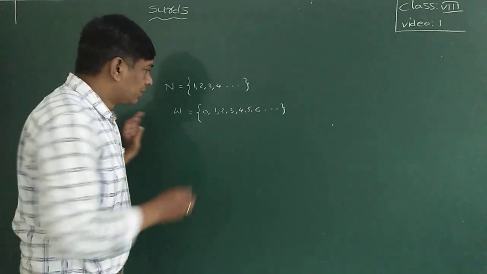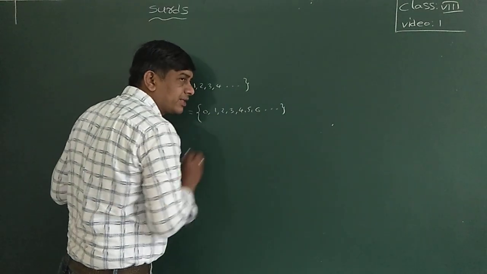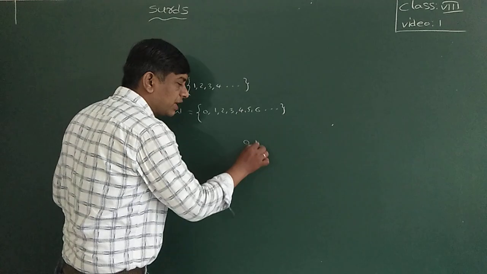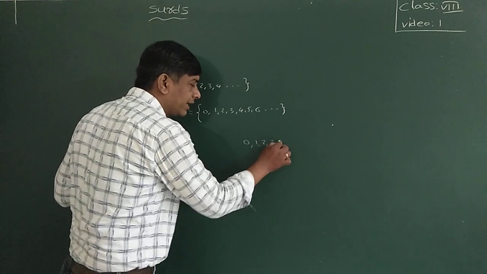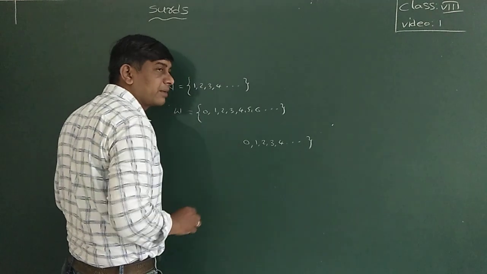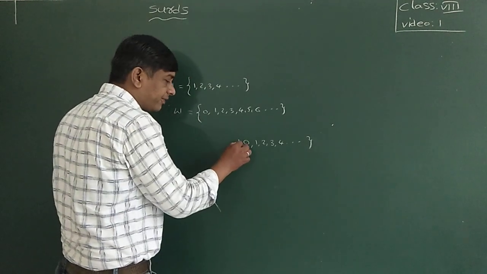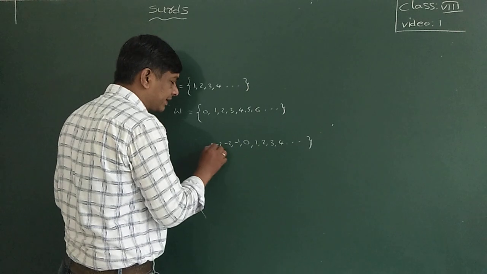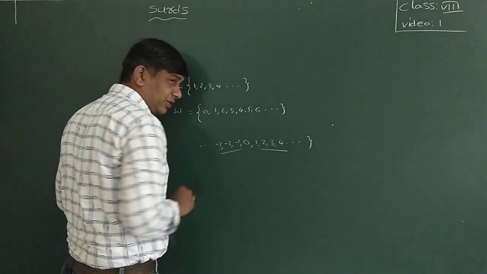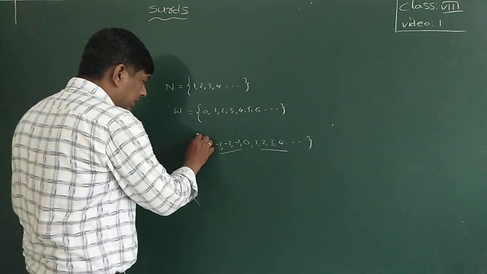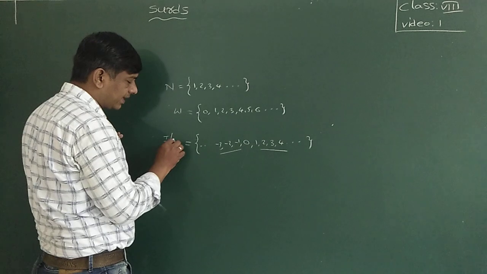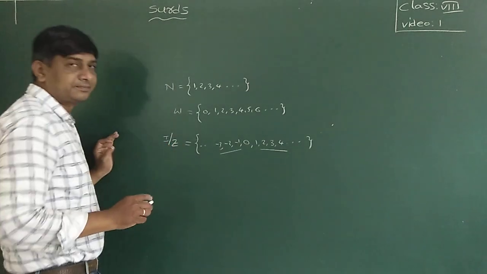Zero's right side, these are all positives, and the negatives I did not take. 0 is neither positive nor negative. 0, 1, 2, 3, 4, 5 and so on; 1, 2, 3, 4, 5 are the positive numbers. Before that, -1, -2, -3 and so on. Negatives, positives and 0 all together are called integers, and the integer set is denoted with Z.